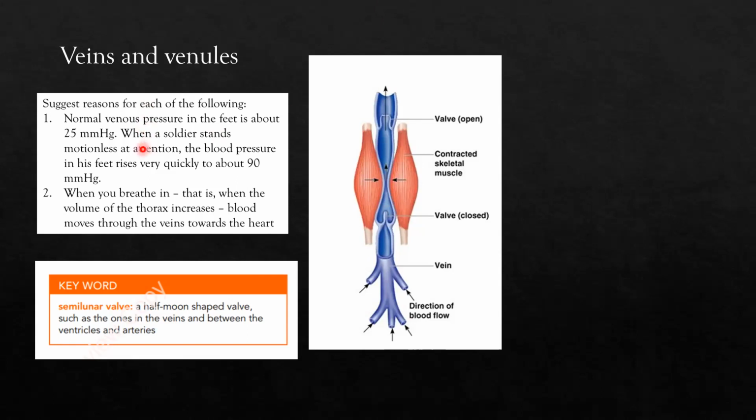So this question says normal venous pressure in the feet is about 25. When a soldier stands motionless at attention, the blood pressure in his feet rises very quickly to about 90 millimeters of mercury. So how does this pressure rise suddenly? And the answer is very easy. Whenever the soldier stands, the muscles in his leg must contract to make sure that he's standing, and they push against the veins to increase this pressure. Okay, so very easy concept.